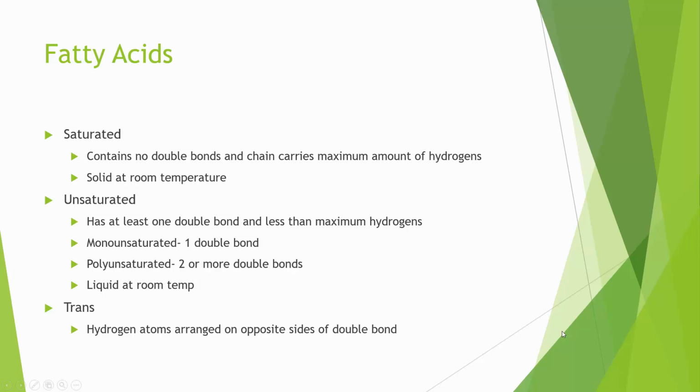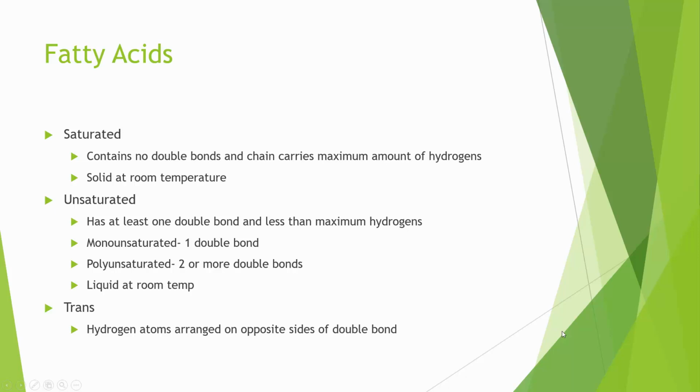Saturated contains no double bonds, and the chain carries a maximum amount of hydrogen. So essentially it's saturated with hydrogens. We cannot put any more hydrogens into that fatty acid. These tend to be more solid at room temperature. So things like butter, some of our palm oil, coconut oil, those tropical oils, and lard are going to be solid at room temperature. Again, these things will turn into a liquid state if you heat them up, but if they're just sitting out at about 70 degrees, they will remain a solid.